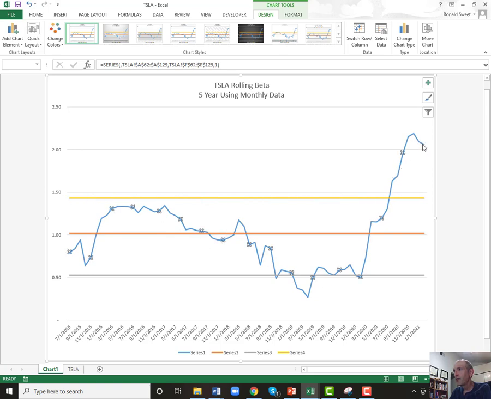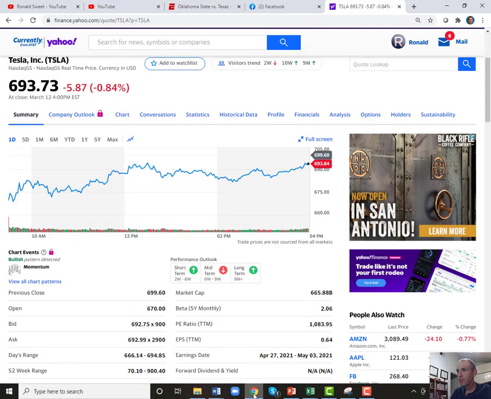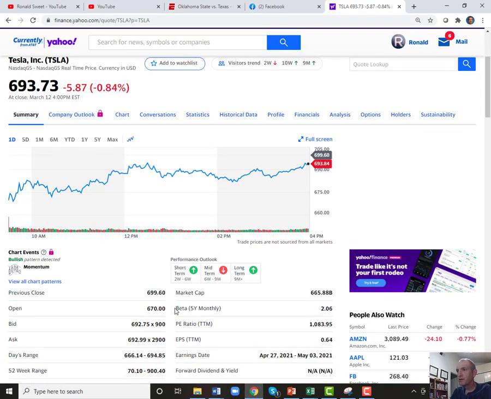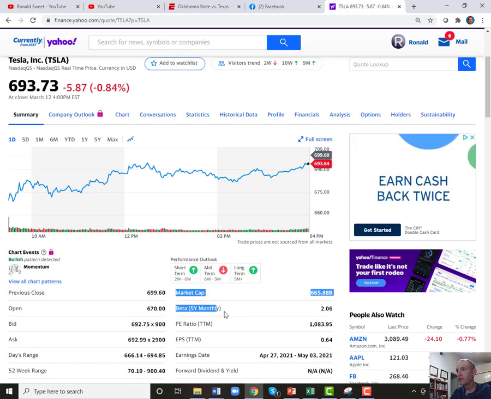So you can see, we could use weekly data. We could use daily data. And if we use weekly or daily data, we'll get another set of answers. And so why do I use 5-year rolling monthly data? Look at what it says in Yahoo Finance. It's beta 5-year monthly. That's what they're using.